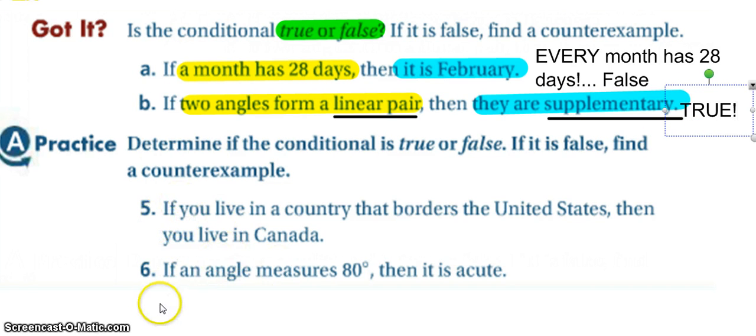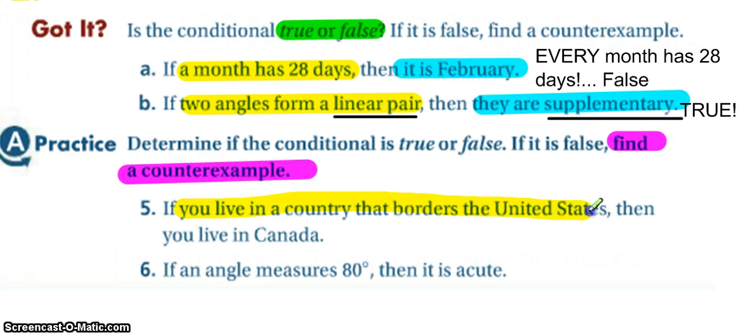Think about 5 and 6 here. Try those on your own for a moment. Pause the video, then come back for the answer. So again, we're looking for counterexamples. So our hypothesis here is that you live in a country that borders the United States, and our conclusion is that you must live in Canada.